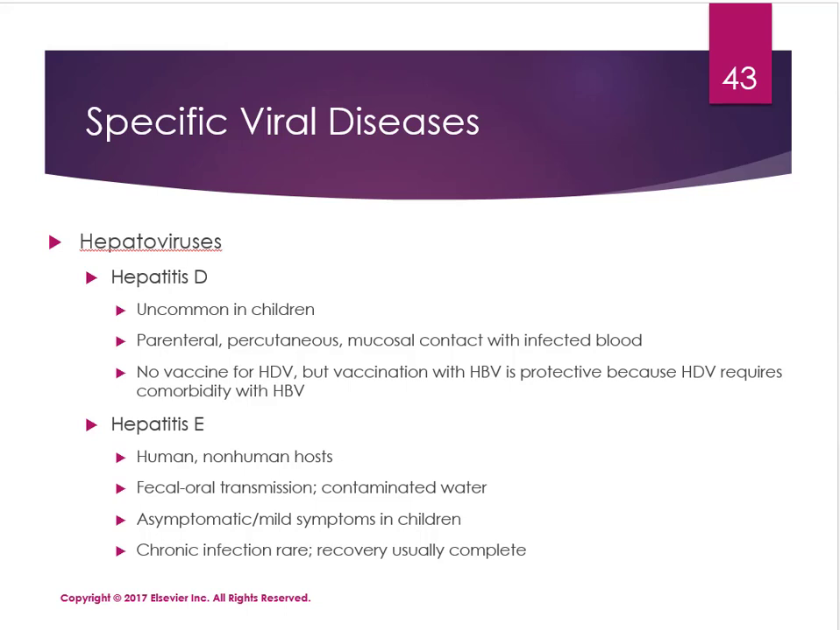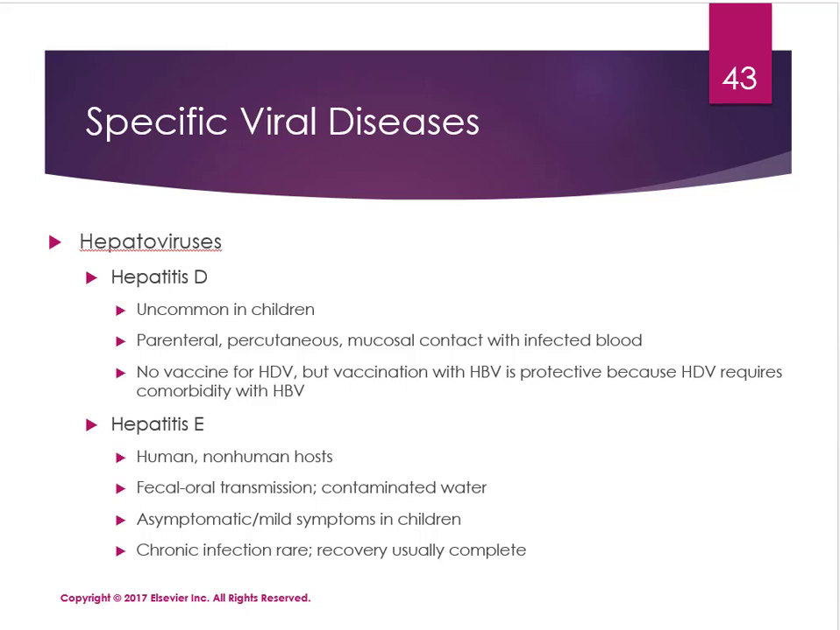Transmission is through parenteral, percutaneous, or mucosal contact, and this can include sexual contact. Incubation is 2 to 8 weeks, and in the U.S. it's mostly seen in drug users. There's no vaccine for it, but the vaccine for the HPV is protective because, as we mentioned earlier, you have to have hepatitis B for the hepatitis D to replicate.